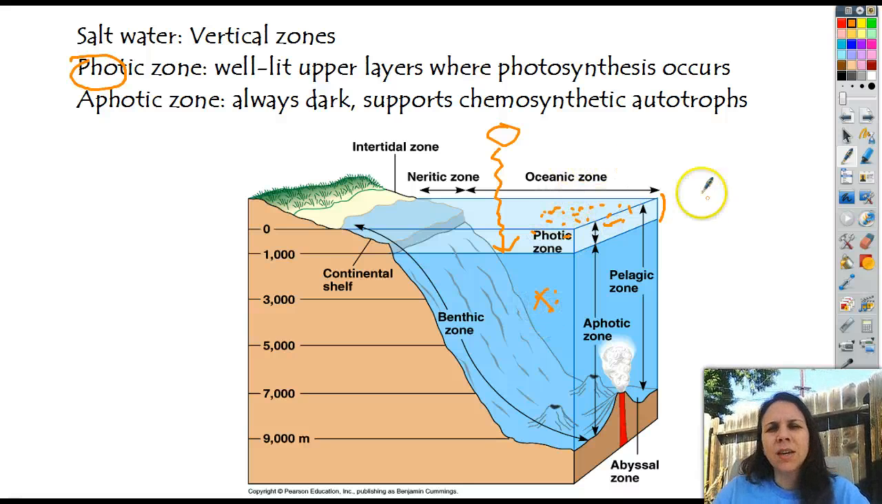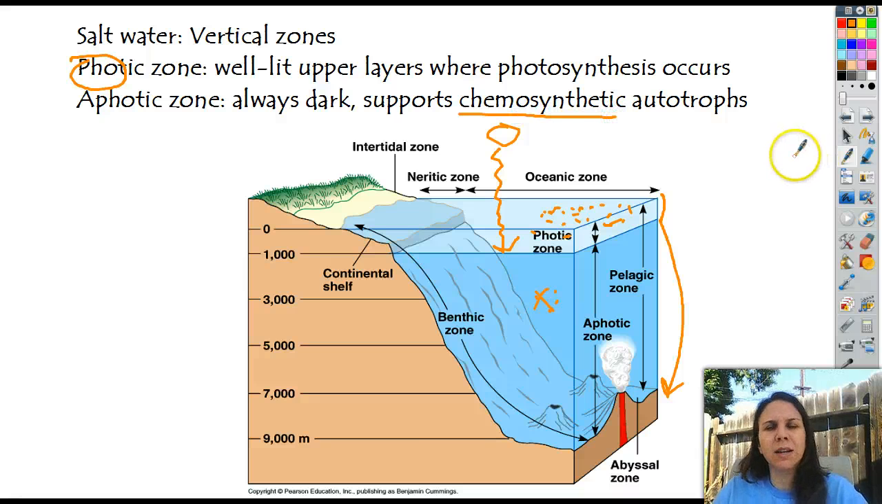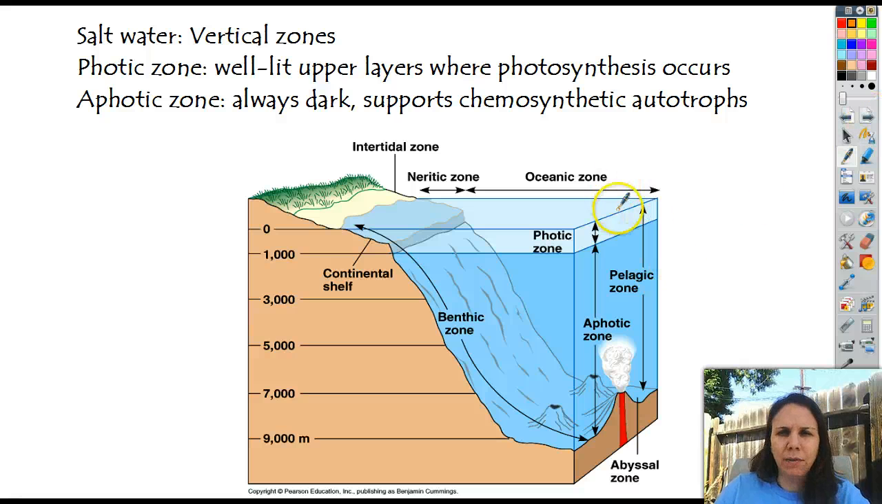No light. So from that point down, where the sunlight can't reach, which is usually the majority of the ocean, is the aphotic zone, which is always dark. And this is where we have a lot of chemosynthetic autotrophs. Because of the fact that there's no sunlight, they need chemical energy, usually from vents from under the bottom of the ocean, that will create the energy needed for them to make their own food. So vertically speaking, we have the photic and aphotic zone.